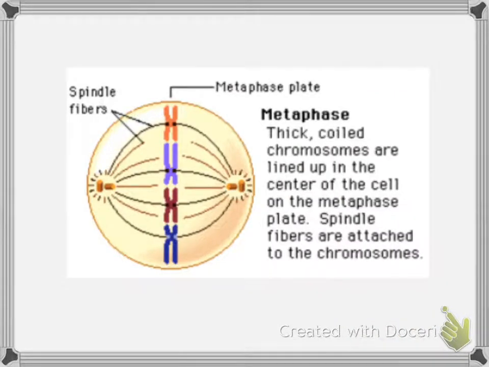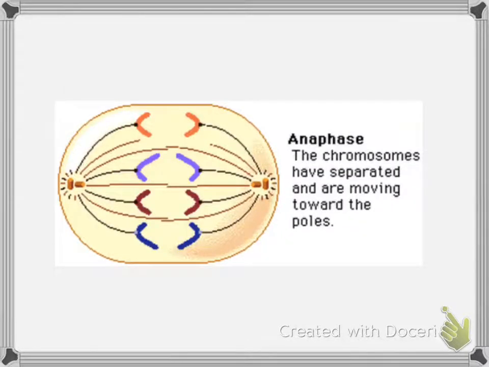Then you've got metaphase, and all the chromosomes are going to move because the spindle fibers are attached, and the chromosomes get lined up at the center of the cell at the equatorial or the metaphase plate. They all line up. Then you've got anaphase, and that's where the chromosomes are pulled apart and they start to move to the poles.